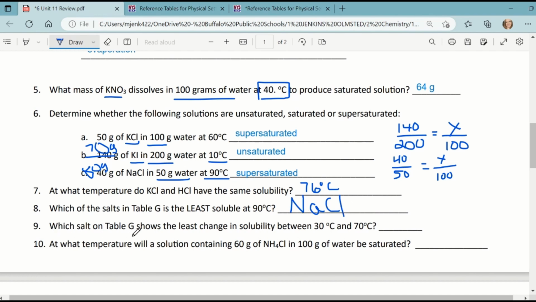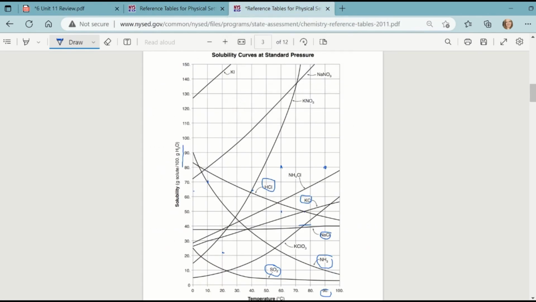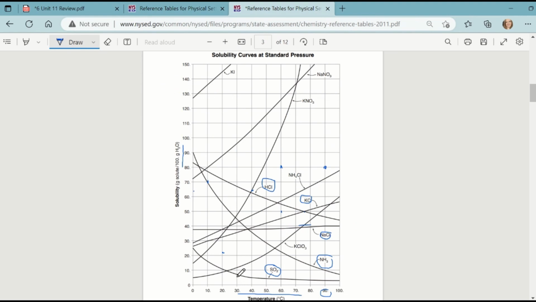And then which salt on Table G shows the least change in solubility between 30 degrees Celsius and 70 degrees Celsius? So between 30 and 70, which one changes the least? And it is which salt, right? So SO2 also doesn't change very much, but the salt is NaCl again.